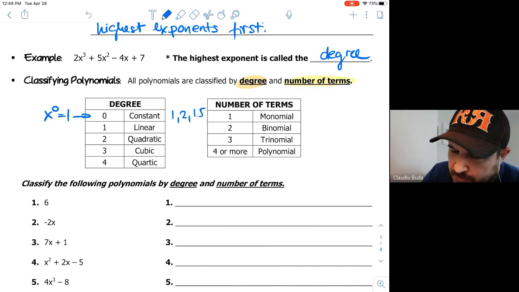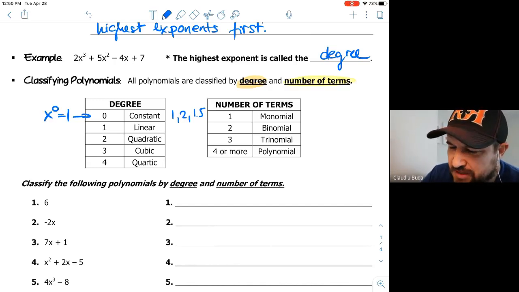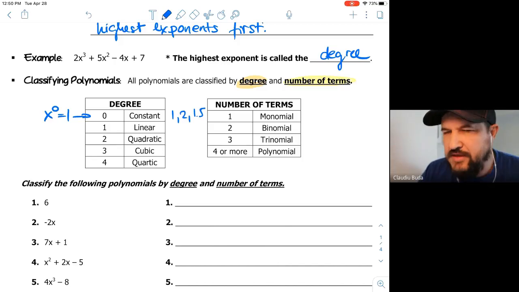Okay, degree 1, that is what we call a linear equation. We studied those not too long ago. Degree 2, that is quadratic. Degree 3, that is cubic. 4, quartic. And we'll just stop here for the sake of time. We're not going to deal with more than that in this case.